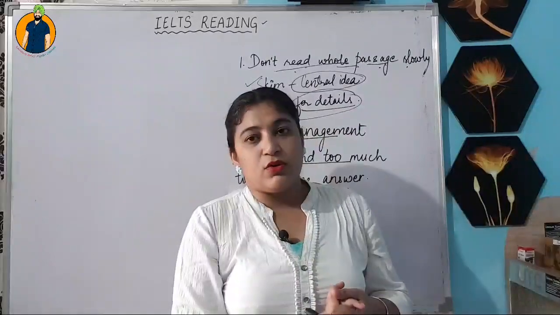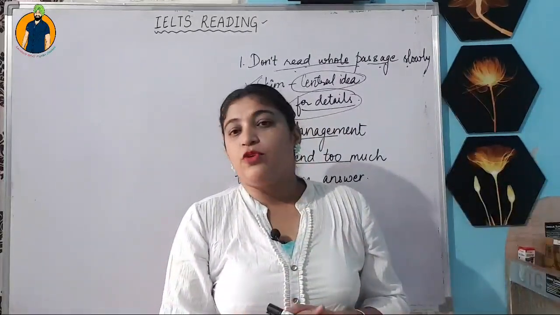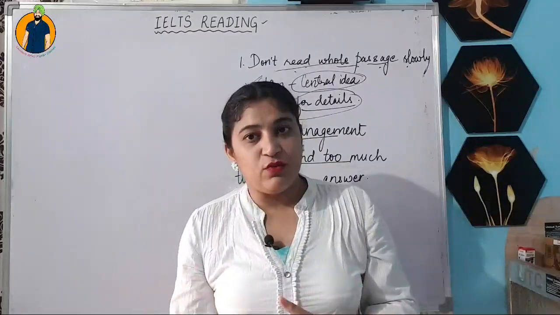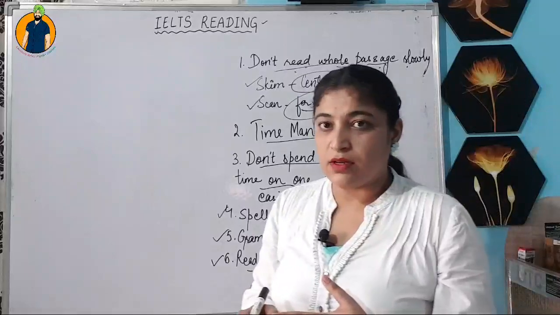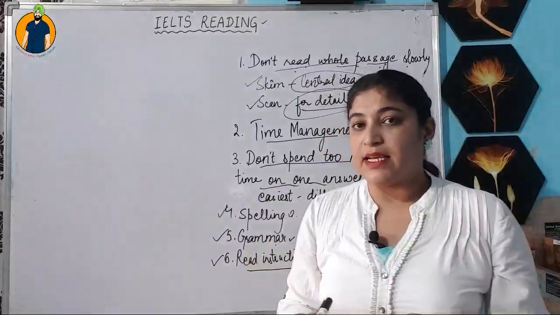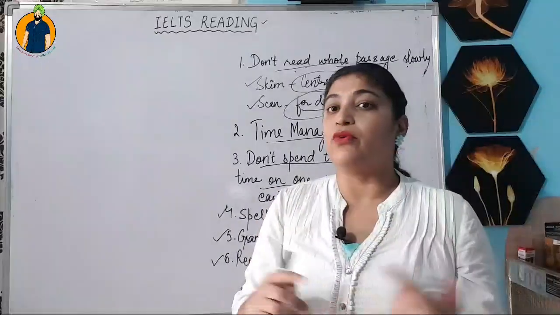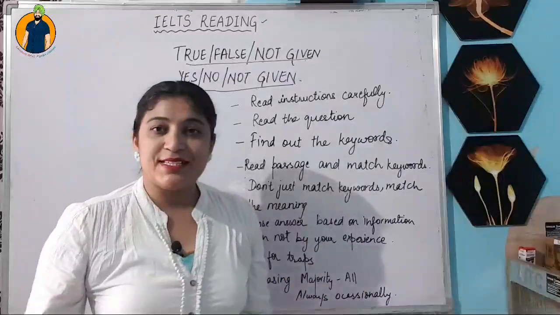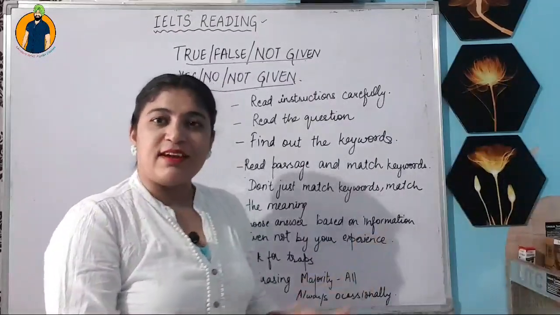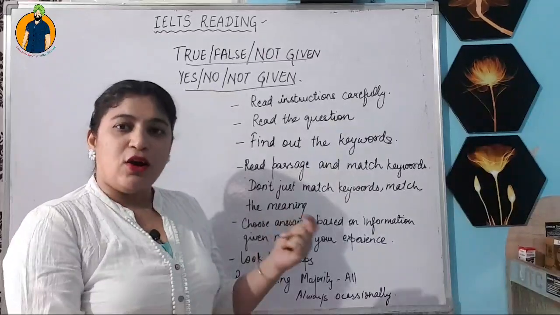Sometimes in question types such as sentence completion, it is given not more than 2 words, not more than 3 words, or in case of true false not given and yes no not given. If it is said that you have to write yes no not given, then it means yes no not given, not true false not given. Clear?